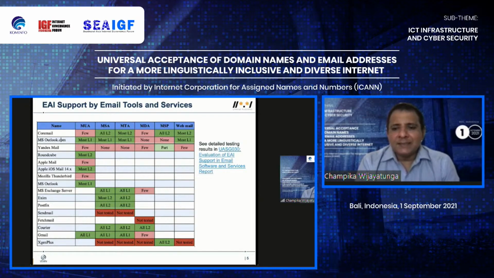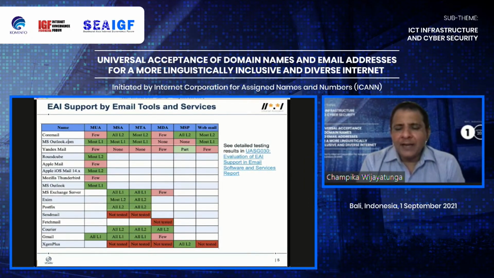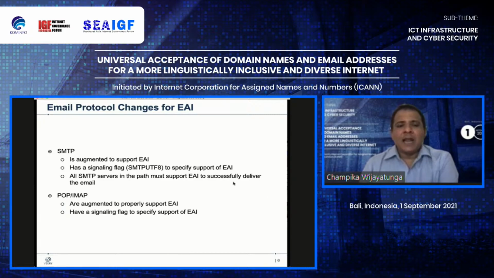So MTA is basically a mail transfer agent, where in a real environment you might see a number of MTAs in a certain path, and then we have MDAs, or what we call mail delivery agents, and then we have the clients as well.